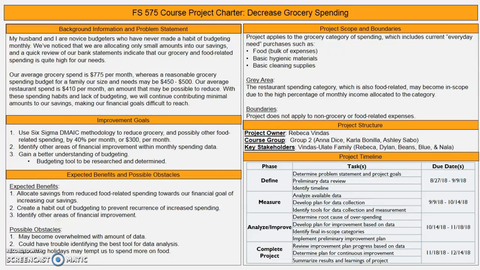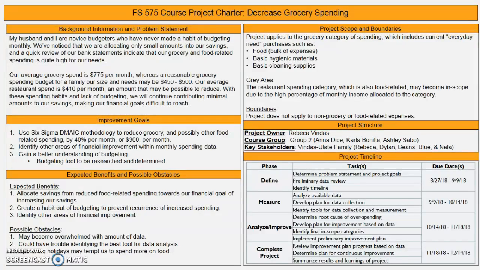So my husband and I are very novice in budgeting. We've never made a habit out of it, especially not on a monthly basis. And we really noticed that we're not putting a lot into our savings account. Just doing a quick review of our bank statements, we saw that the majority of what's popping up there is grocery and food related spending.